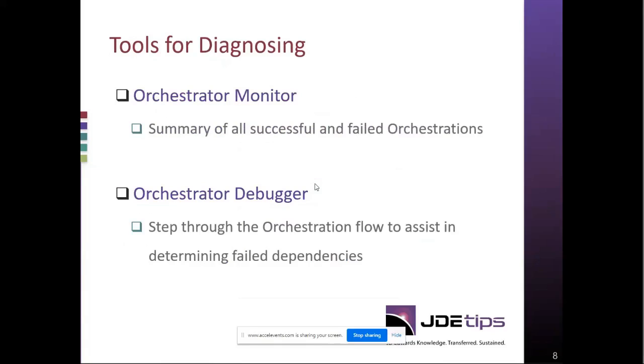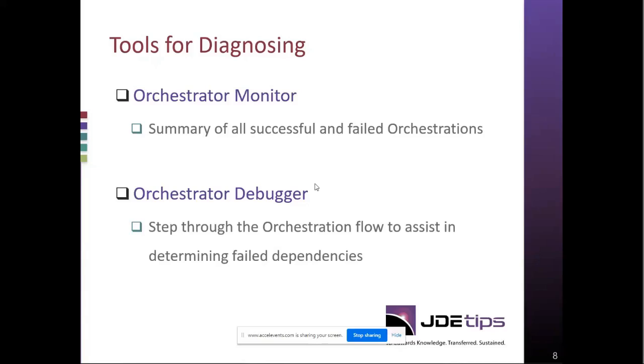So, tools for diagnosing. I think most of you have most likely heard of Orchestrator Monitor. It's a fantastic tool. It gives us very high level but summarized information, or good visibility, into what our orchestrations are doing. So the successful ones, the failed ones, we can pull step information from these orchestrations that are running, see the actual error messages, those kinds of things.